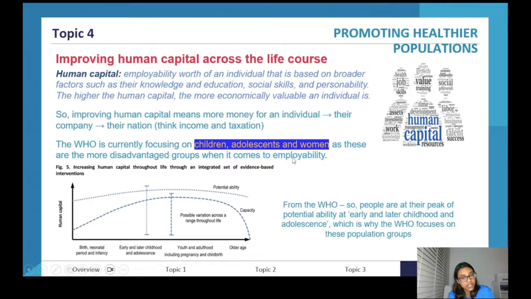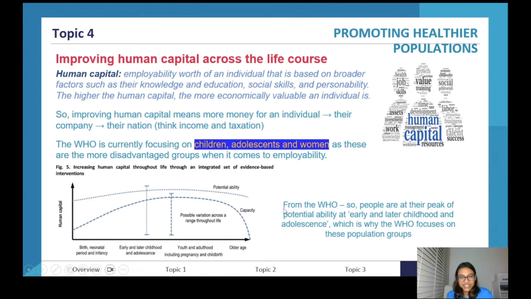And then we've got the WHO and the current focus being children, adolescents, and women, as these are the most disadvantaged groups when it comes to employability. So they're really focused on equity, which we love. Equity is the way to go, and what's super important in health and health outcomes. Equity, equity, equity everywhere.